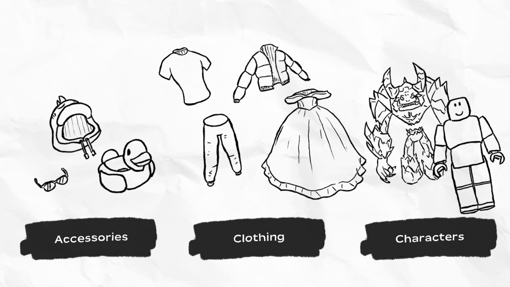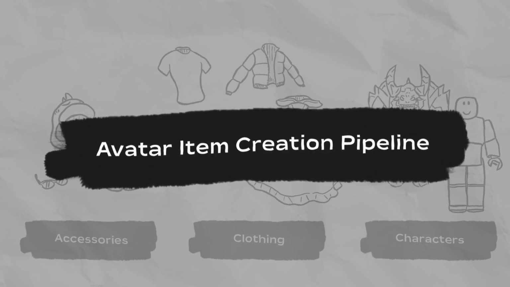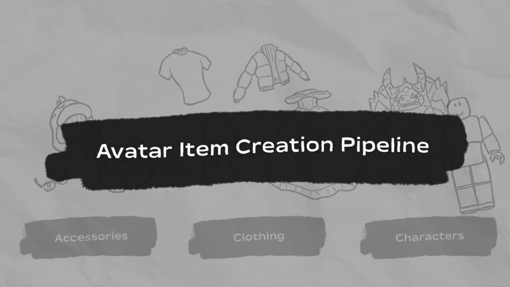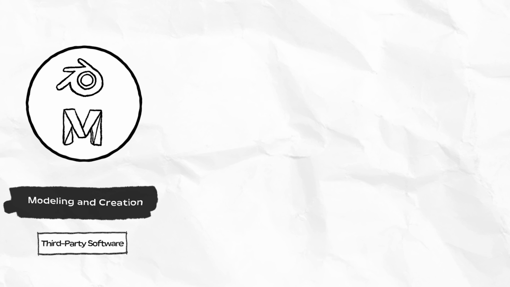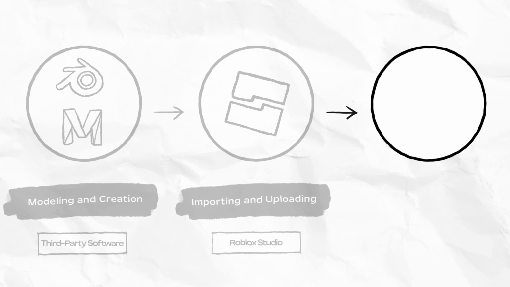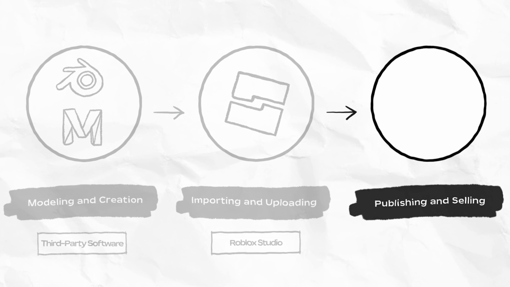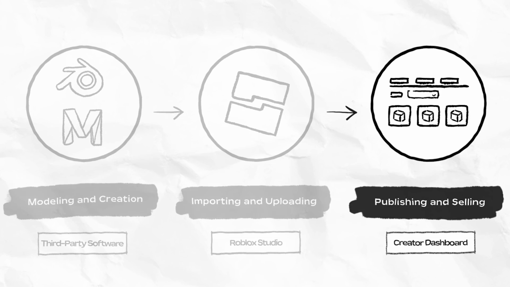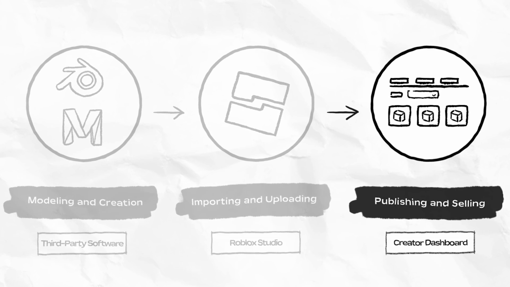So now that you know what the different avatar items are, let's talk about all the steps involved to allow the item to be purchased on the marketplace. First, the items are created in 3D modeling programs like Blender or Maya. Then, they're imported and uploaded through Roblox Studio. After being finalized in Studio, the items are published and listed for sale through the Creator Dashboard, which is the final step to allow the item to be purchased on the marketplace.